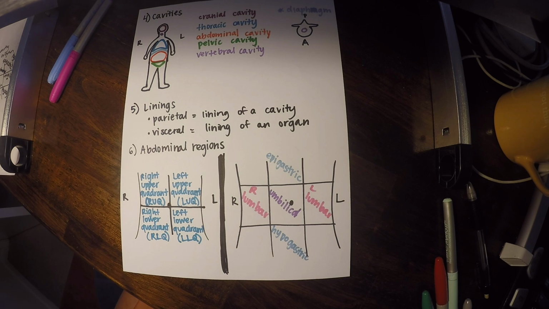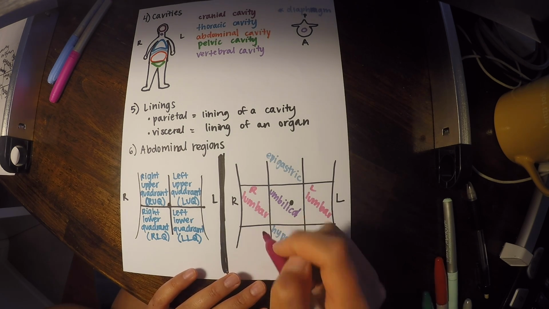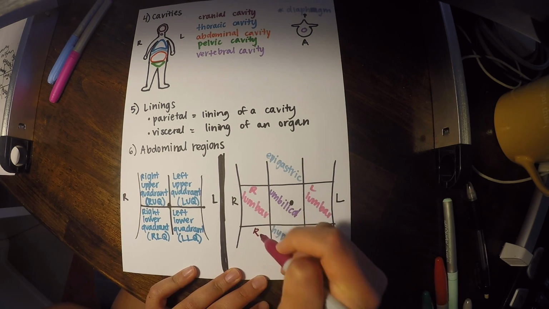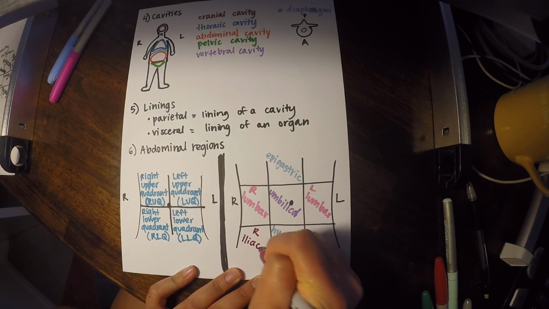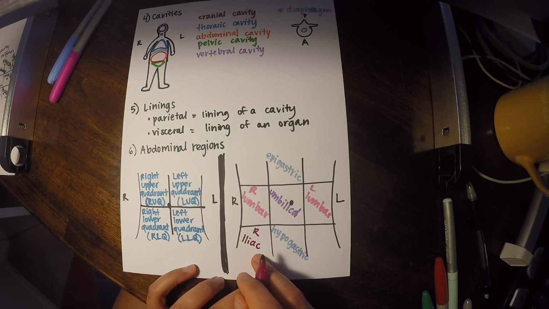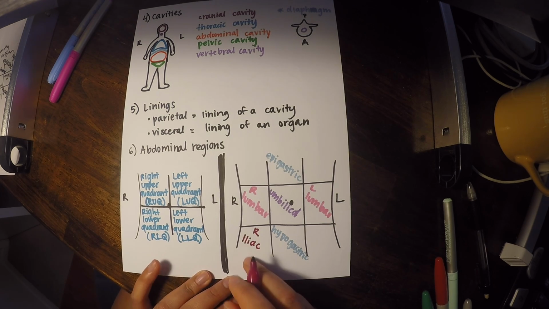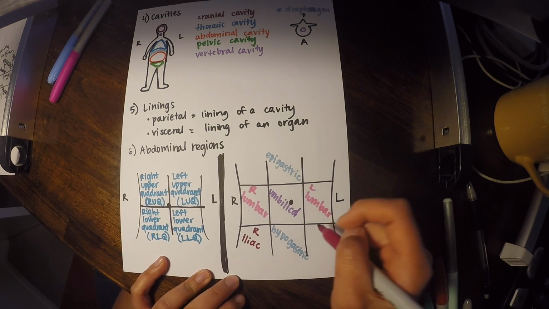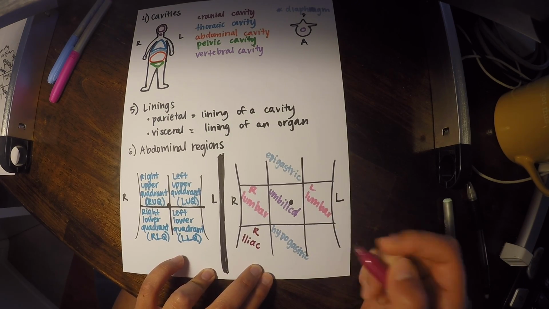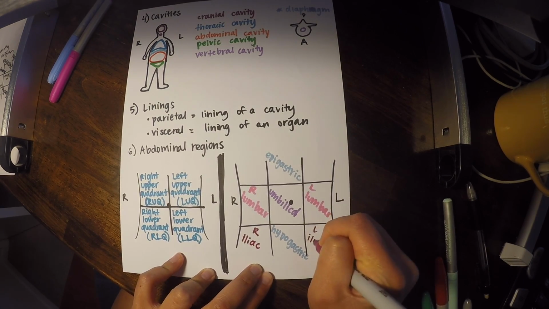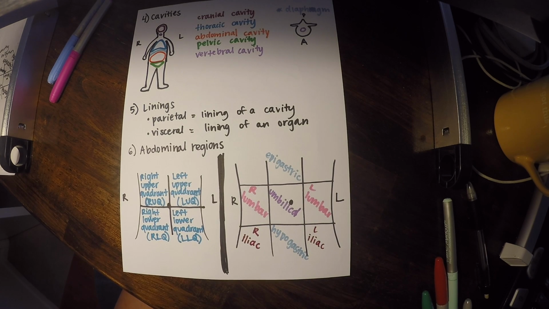Now we're also going to have our right iliac. That's named because you have a bone or a part of your bone called your iliac crest, which is right around here on both sides. So that's why this is called the right and left iliac regions. And then lastly, we have one more. And that region is going to be called our hypochondrial.